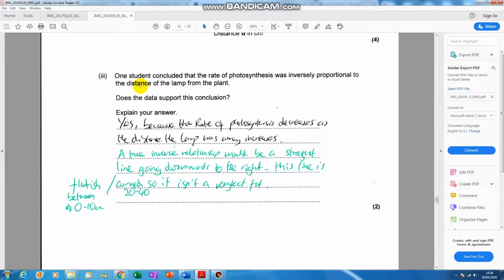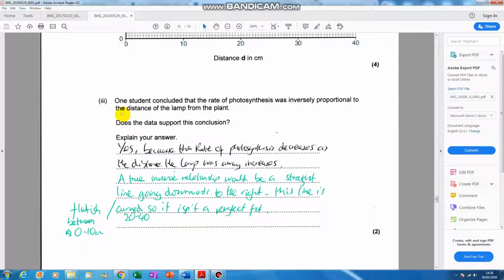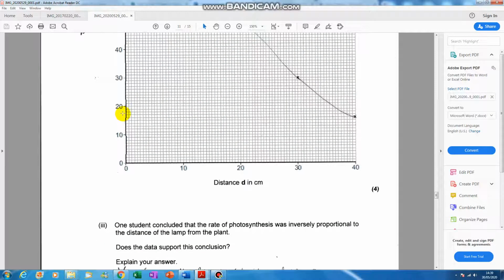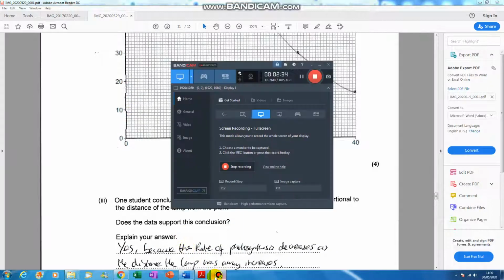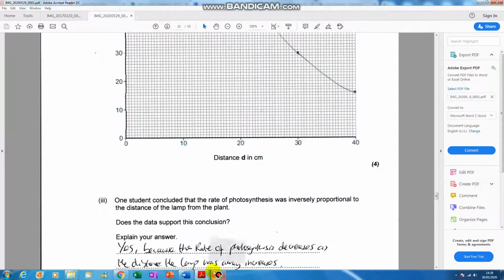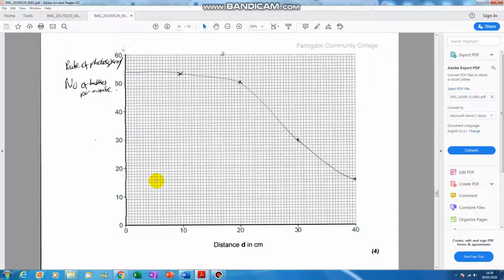So last part, one student concluded that the rate of photosynthesis was inversely proportional to the distance from the lamp from the plant. Does this data support this conclusion? So it's only a 2 marker. You can do this on a qualitative level, which means only using words, or you can do it on a quantitative level, which is using numbers.